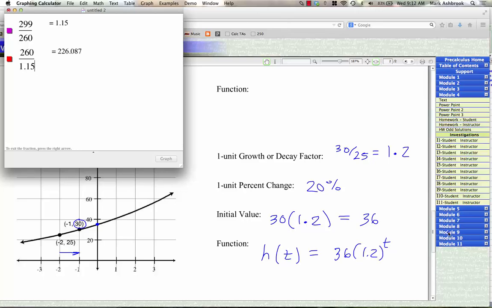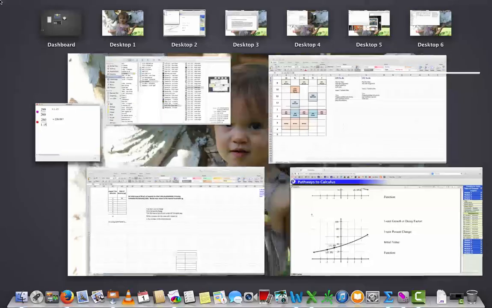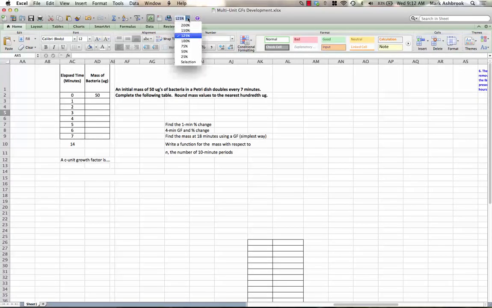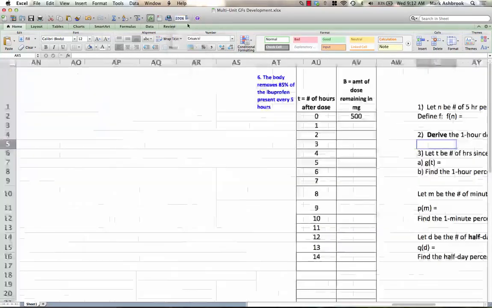Any more questions on the homework? Is that good? Okay, let's keep going with this. We'll just keep building on what we're learning with these multi-unit growth factors.